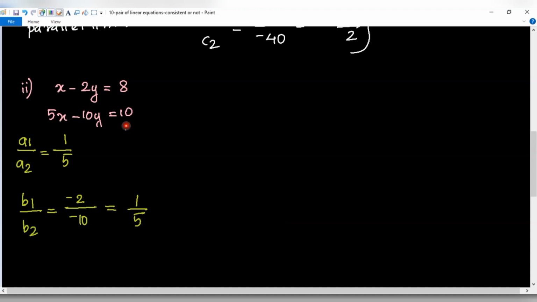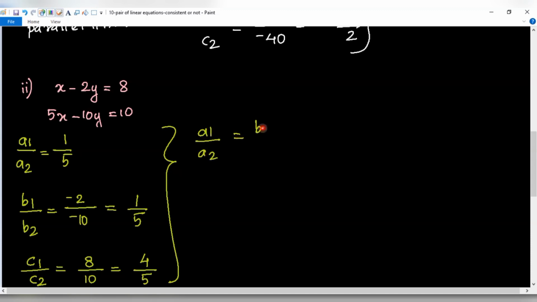Now, next we have to check C1 by C2. C1 by C2 is the ratio of constant terms. Here it is 8 and here it is 10. So it is 8 by 10. See, these two numbers are divisible by 2. So you'll get it as 4 by 5. Okay, now we have to check the ratios. A1 by A2 is same as B1 by B2, right? A1 by A2 is equal to B1 by B2, and it is not equal to C1 by C2.